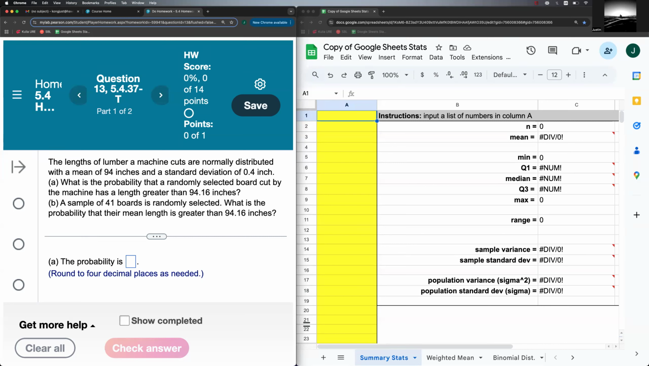So here's number 13. It says lengths of lumber machine cuts are normally distributed, mean of 94 inches, standard deviation of 0.4. What's the probability that a randomly selected board cut by the machine has length greater than 94.16? Okay, so typical question for normal distributions.